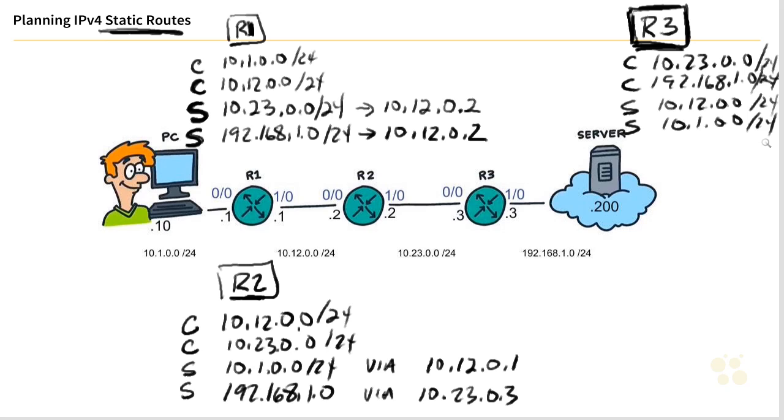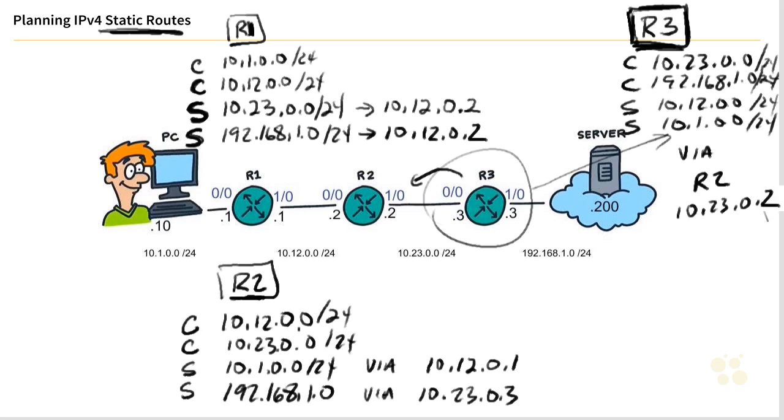Fantabulous. And now, I didn't leave myself quite enough room, but let me ask you a question. If R3 needed to reach the 10.12 network or the 10.1 network, needed to forward a packet in that direction, who would the next hop be? Who would the next device in that layer 3 path be? And if you're saying, Keith, it would be R2, specifically this interface 1/0 with the IP address of 10.23.0.2, you'd be right. So I'm going to just jot down there via R2, just like that.